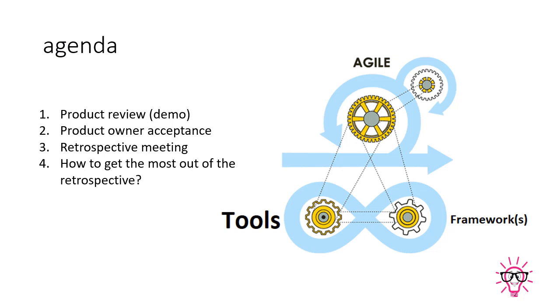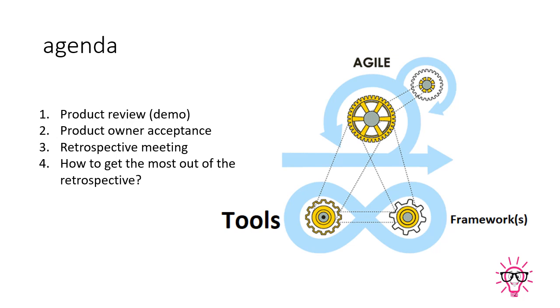So today's agenda, okay, so there are 4 points today. First point is product review, which we call a product demo. Second point is product owner acceptance. Okay, so here are some criteria which I'll discuss with you guys.